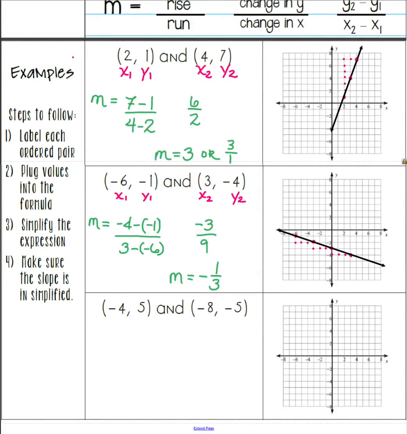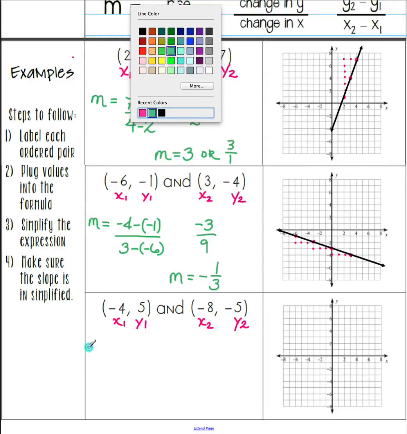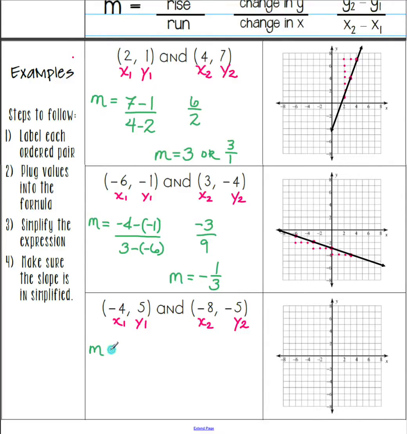So let's look at another one. If we have the point (-4, 5) and the point (-8, -5), I have my x sub 1, y sub 1, x sub 2, y sub 2. So in the formula, our slope is equal to our y sub 2, which is -5, minus our y sub 1, which is 5, divided by our x sub 2, which is -8, minus our x sub 1, which is -4.